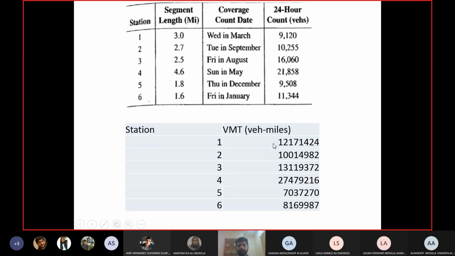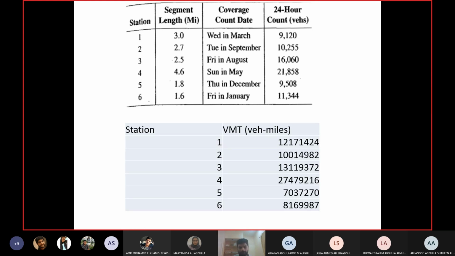Now, which one has the highest VMT? The highest VMT is for station 4. Why? Because station 4 has more length and more volume. The length and the volume for station 4 are the highest, so the VMT is the highest. So there's no problem here, it's very obvious.